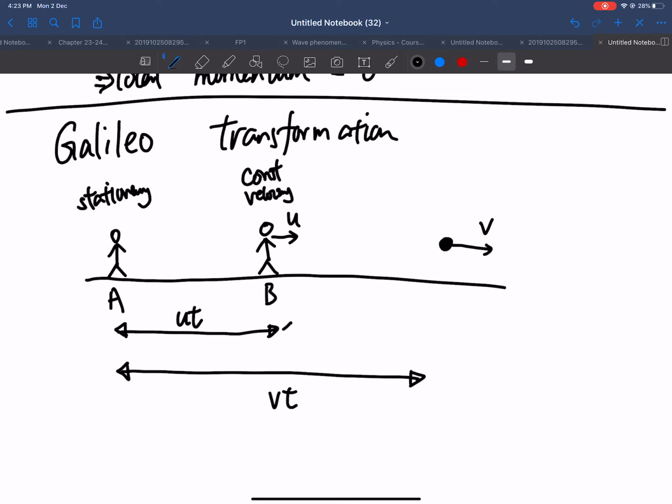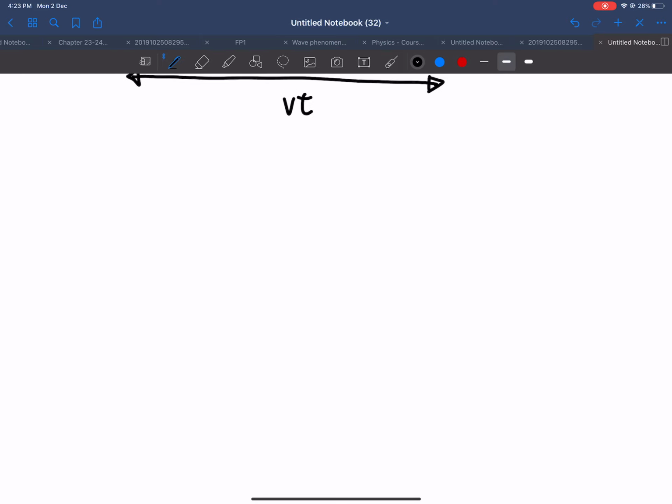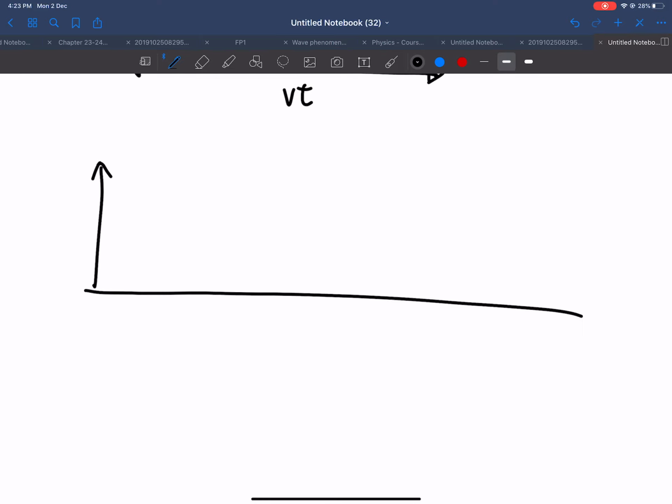So the change in x is the distance, v minus u times t. Let me draw it more generally in terms of the coordinate system, graphically.